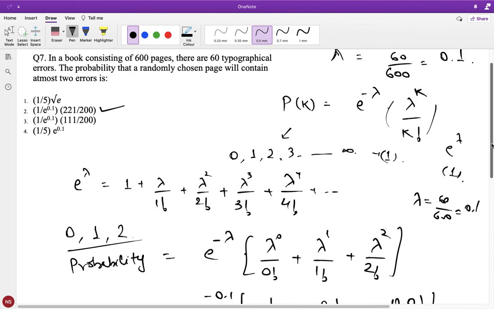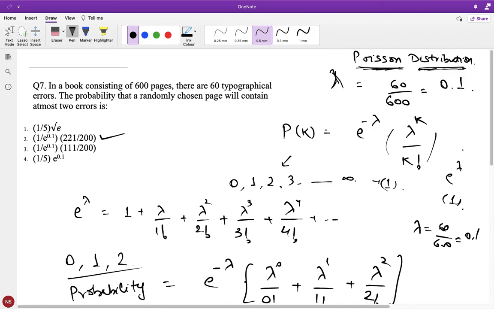So we are done with all the problems of probability. Next, finally, I want to do calculus.